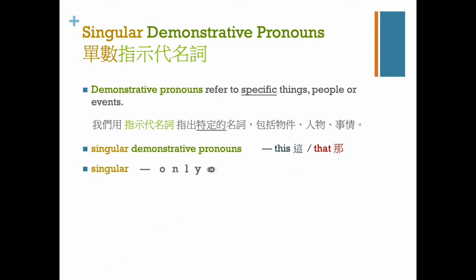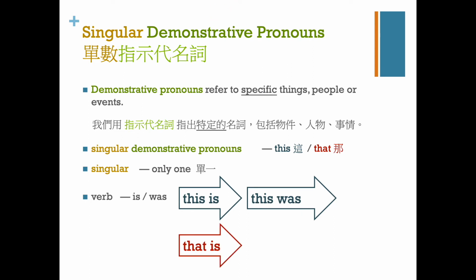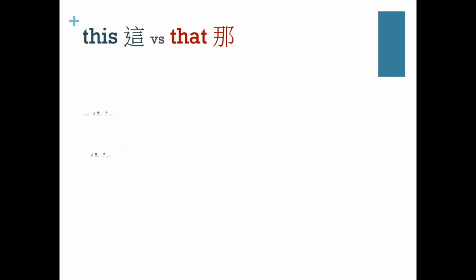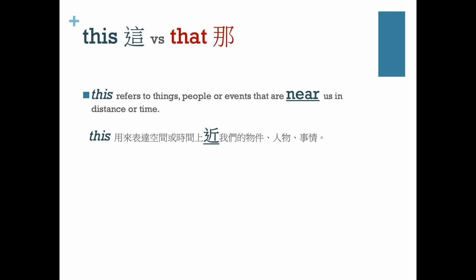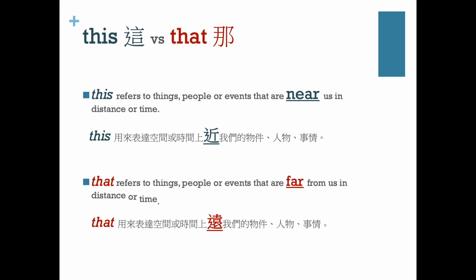Singular means only one. So the verb we should use is or was. You can say this is, this was, that is, or that was. We use this when something or someone is near us, close to us. For that, we use it when something or someone is far away from us.